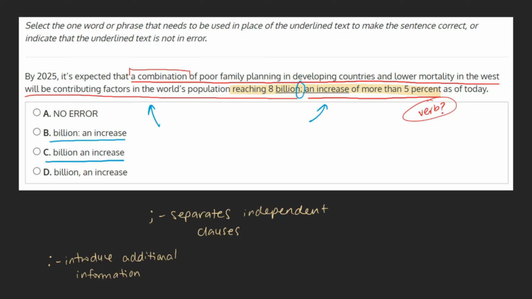C. No punctuation. As we can see that the second clause is adding on to the original independent clause, it needs to be set aside from the independent clause in some way. This being the case, we can mark this choice as incorrect.